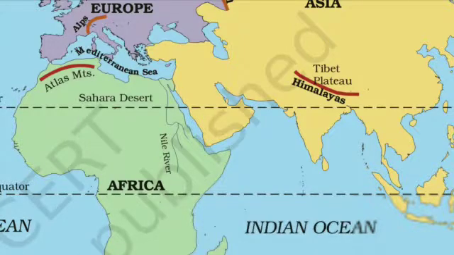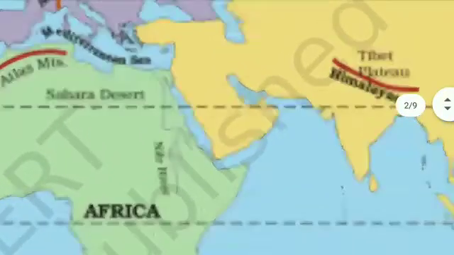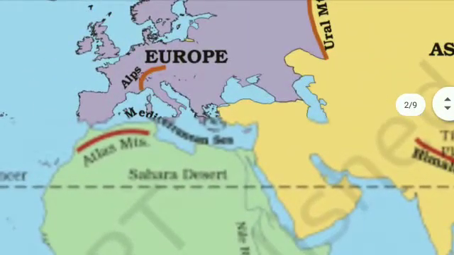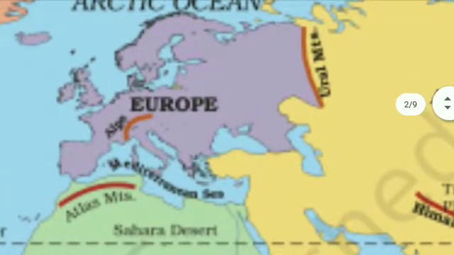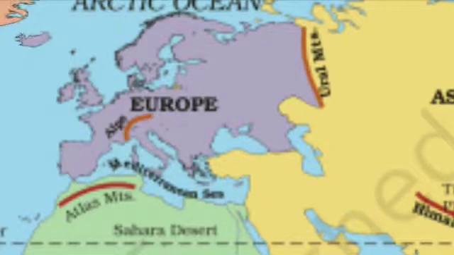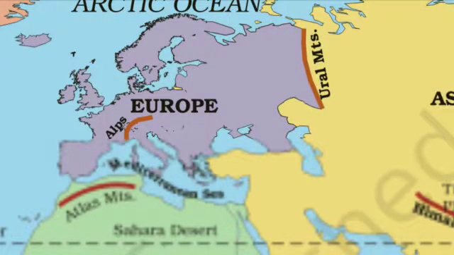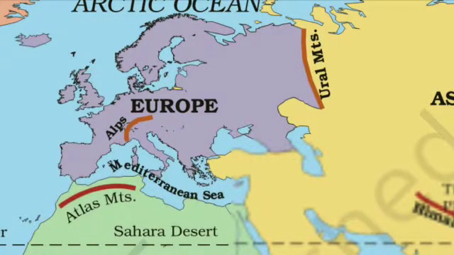The combined landmass of Europe and Asia is called Eurasia. The combined landmass of Europe and Asia. Look at this picture. The combined land mass of Europe and Asia is called Eurasia.